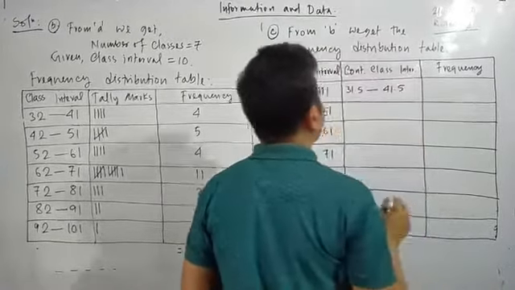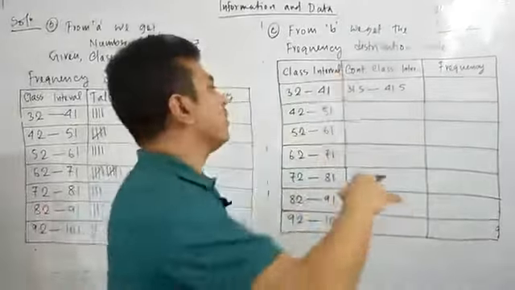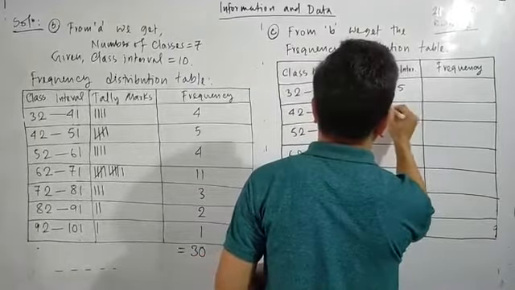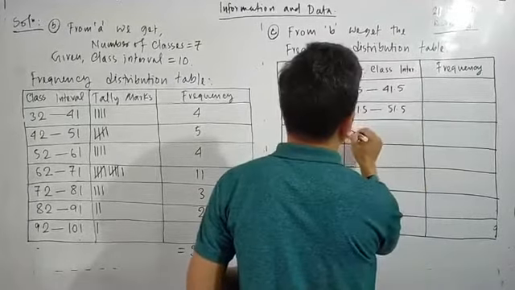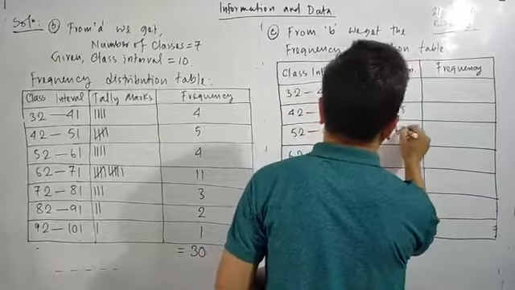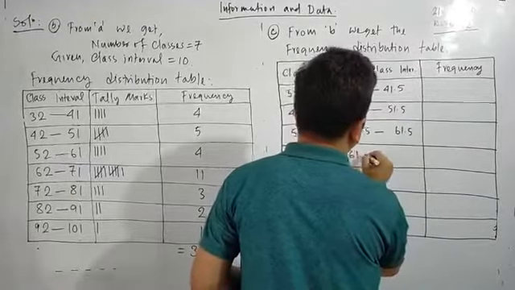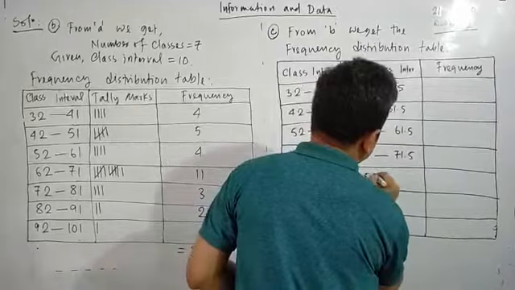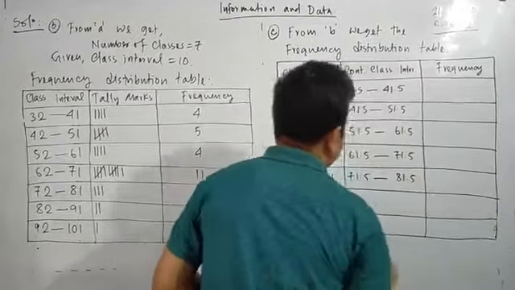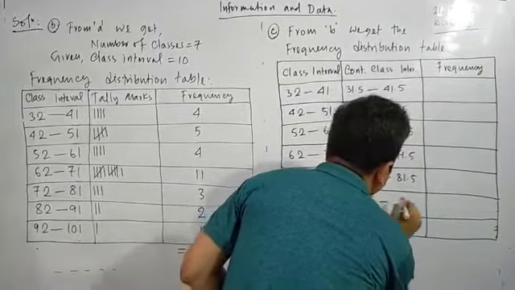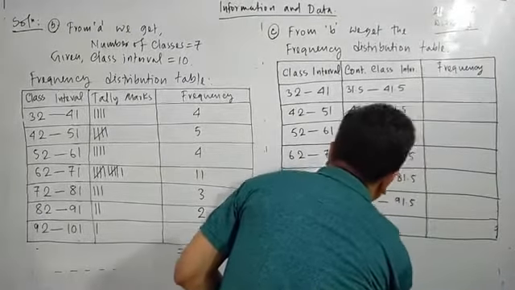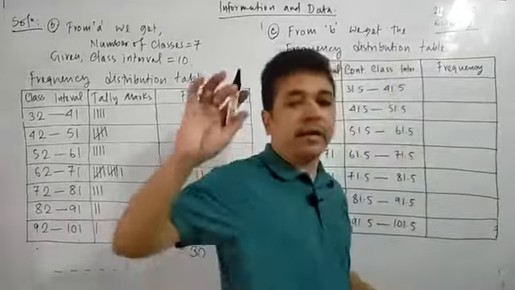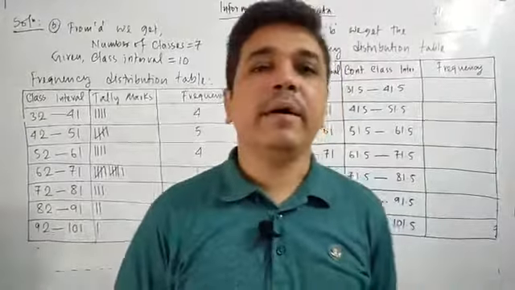Following the same rule, 41.5 to 51.5, 51.5 to 61.5, 61.5 to 71.5, 71.5 to 81.5, 81.5 to 91.5, and 91.5 to 101.5.